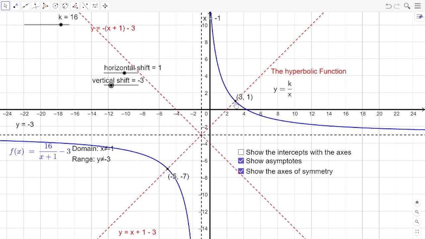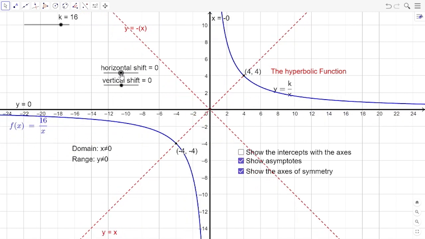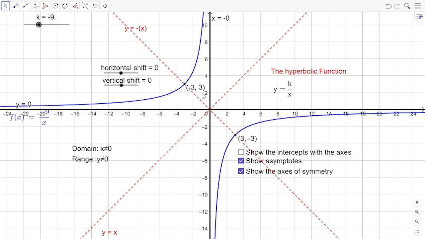Likewise, these salient points move with the graph. At the moment, in their vanilla form, let's just go back to 0 and 0. In the vanilla form, they are just equal to the square root of k, negative square root of k. Obviously, if k is negative, let's just go to say minus 9, now you'll see that at minus 3, 3, and 3, minus 3.